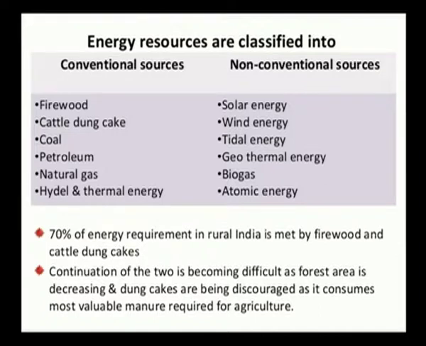70% of the energy requirement in rural India is met by firewood and cattle dung cakes. Continuation of the two is becoming difficult as forest area is decreasing and dung cakes are being discouraged as it consumes the most valuable manure that is required for agriculture, and plus it pollutes the air as well.